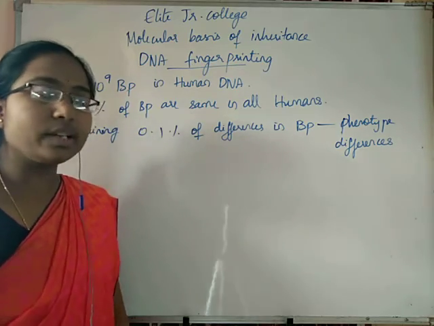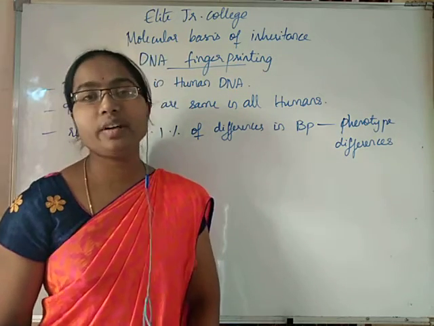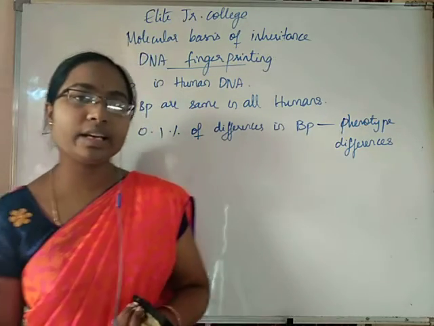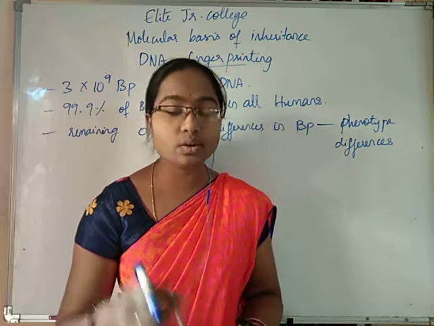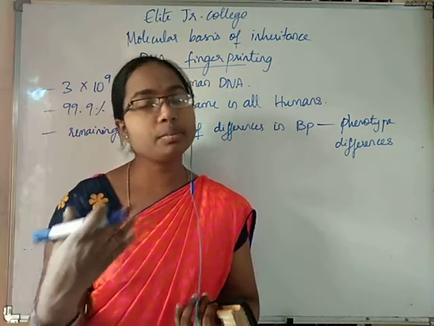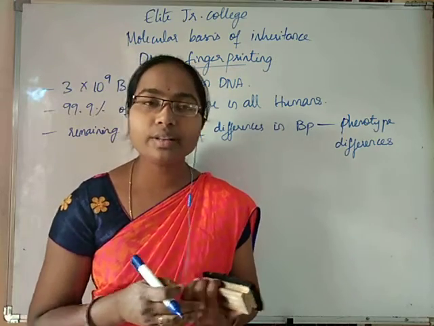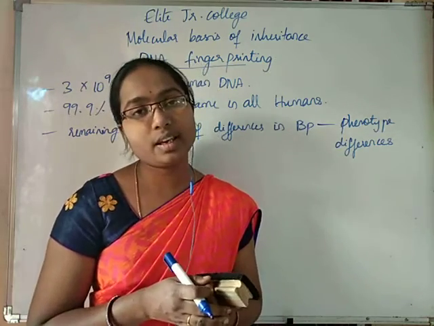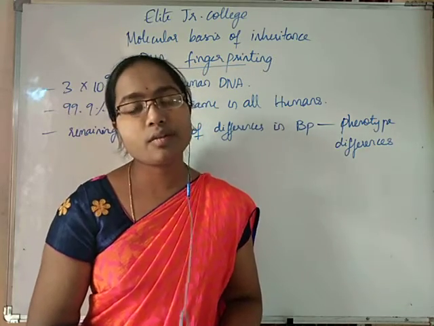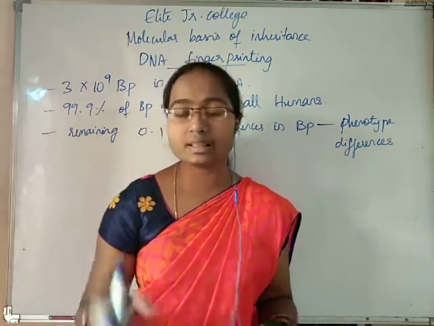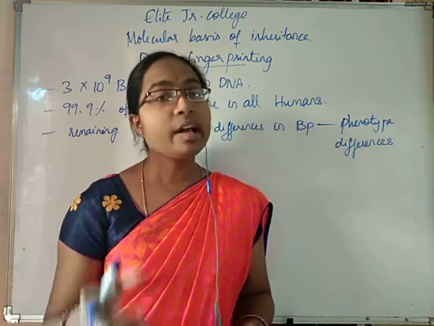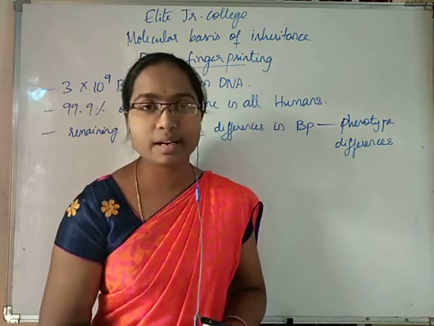See students, as we have already studied, understanding the genome of the human DNA is a very big task, right? So it took nearly 13 years for the complete identification of the base pairs in the human DNA. The entire sequencing of human DNA is going to be a very big work, and it is going to be very expensive also. It requires a lot of money to be spent on it.